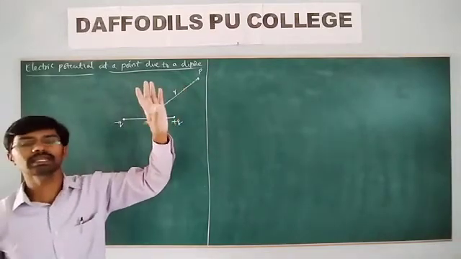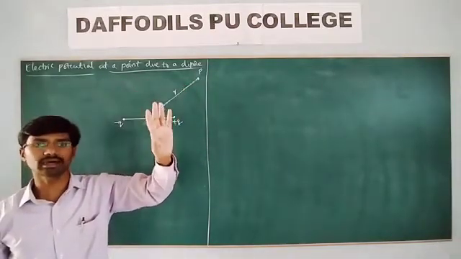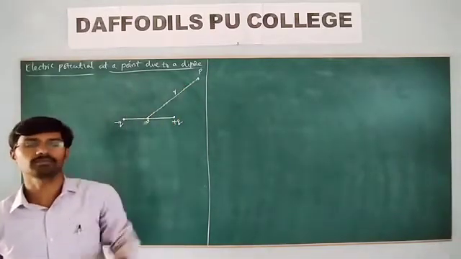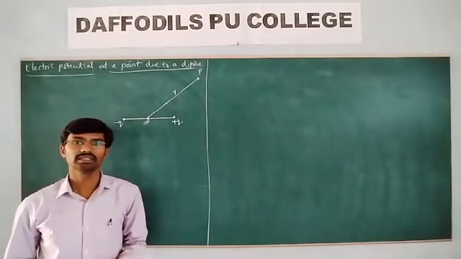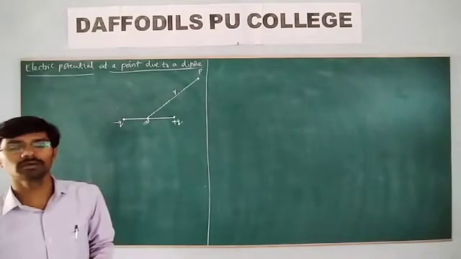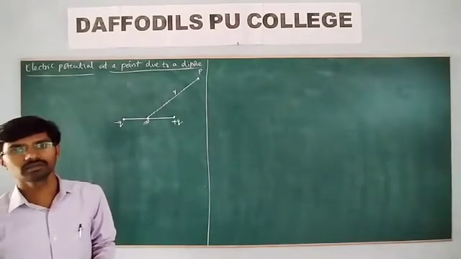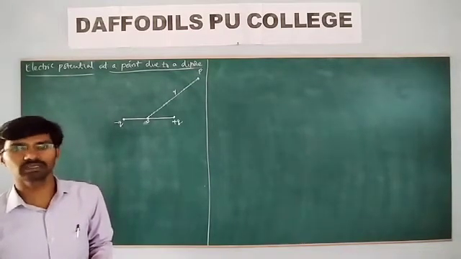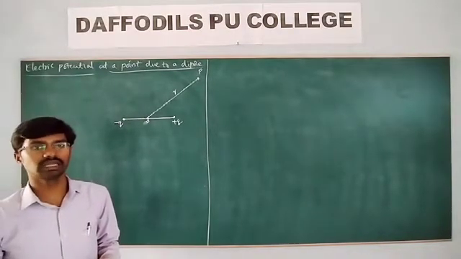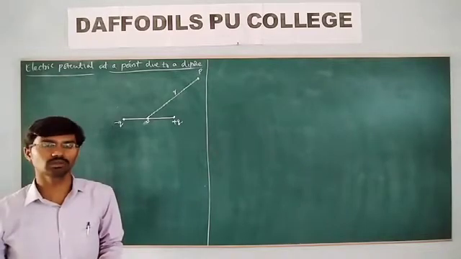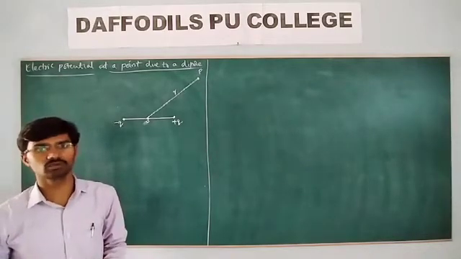Remember, electric potential is not a vector, it is only a scalar. And if it is a scalar, how do you find it? It is just the algebraic sum of the potentials due to the individual charges. That we need to find.